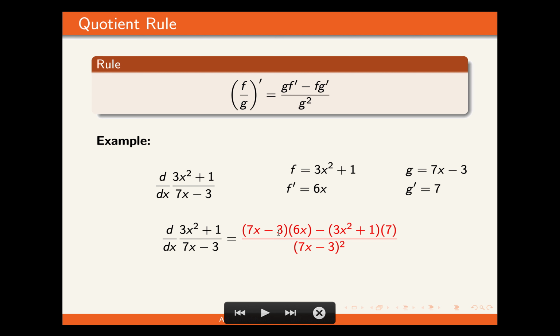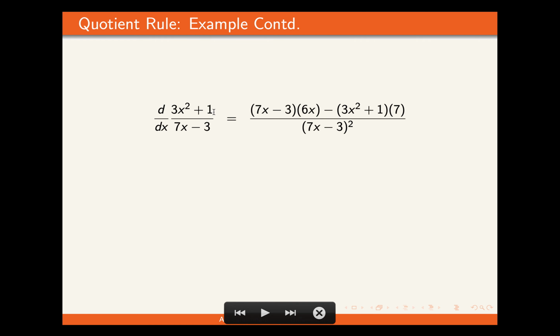So we can see here, this is our g, this is our f prime, this is our f, right, on the formula, you can check that, and then this is our g prime. So that's on the formula, and that's what we have obtained. Everything on the numerator is divided by the square of 7x minus 3. Done. This is the derivative of the function 3x squared plus 1 divided by 7x minus 3. But this doesn't look like the simplified form, so let's see if we can simplify and write it in an alternative form.